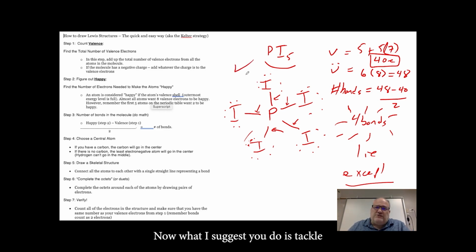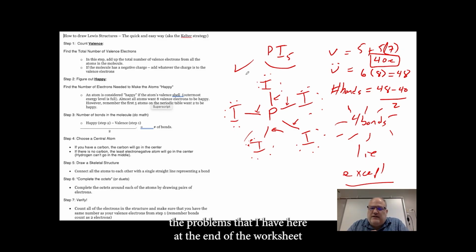Now, what I suggest you do is tackle the problems that I have here at the end of the worksheet, just to see if you can do them. And then in class, we'll be going over these again.